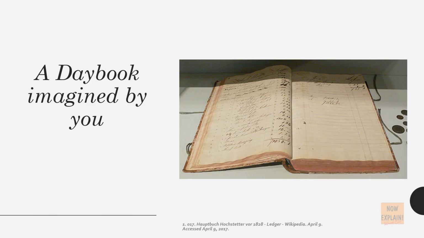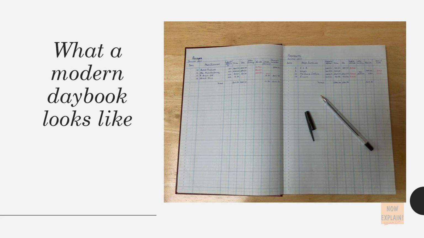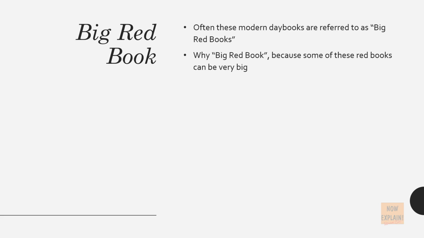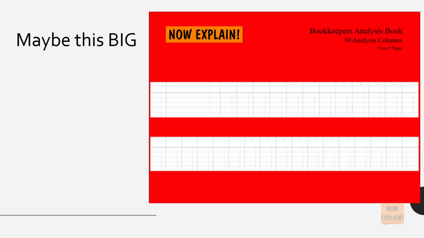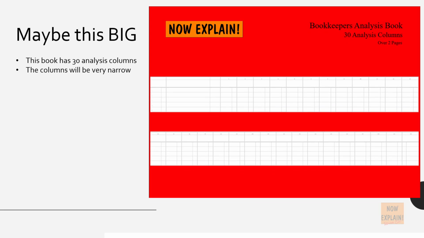So this is a daybook that might be imagined by you, but here's what a modern daybook looks like. A big red book. Often these modern daybooks are referred to as big red books. Why big red book? Because some of these red books can be very big. Why are they big? Depending on how many columns you need. More columns, bigger book. Maybe this big. This book has 30 analysis columns. The columns will be very narrow in this book.